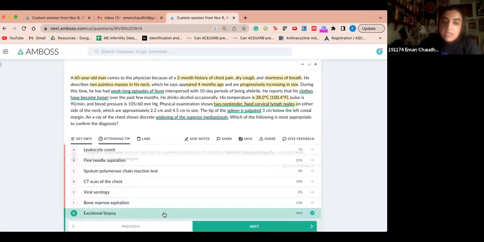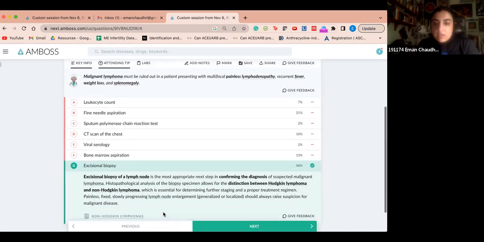So you guys are right. G, excisional biopsy. Okay, so this is to distinguish between Hodgkin's versus non-Hodgkin's lymphoma because they can present similarly in some cases, in most cases actually. All right, so good job, excisional biopsy.